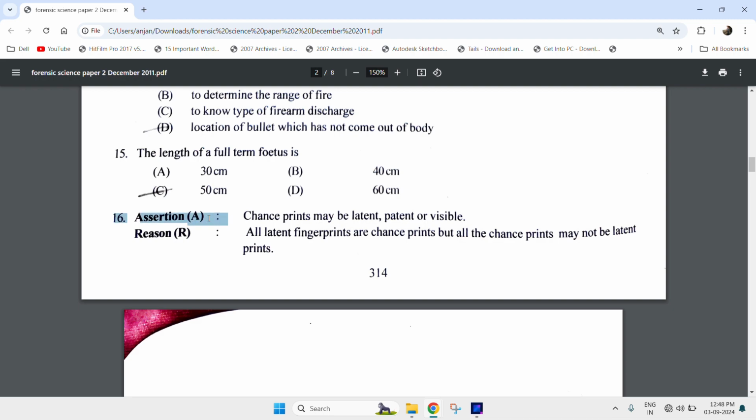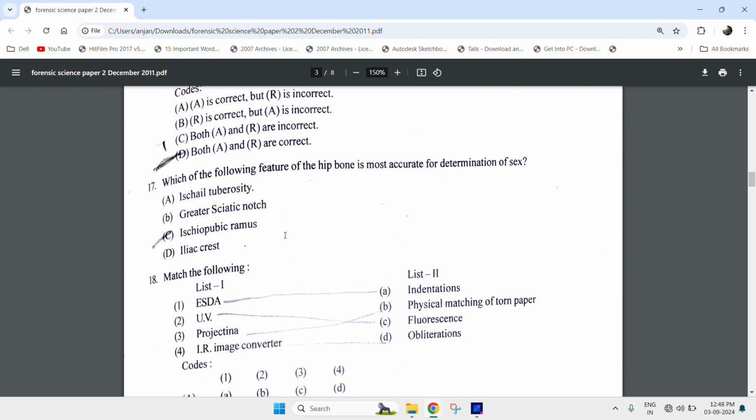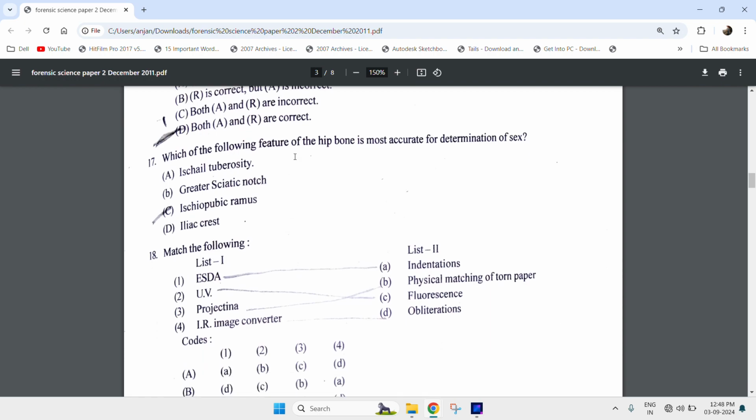Assertion: a chance print may be latent, patent or visible. Reason: all latent fingerprints are chance prints, but all chance prints may not be latent prints. Both A and R are correct. Which of the following features of the hip bone is most essential for determination of sex?